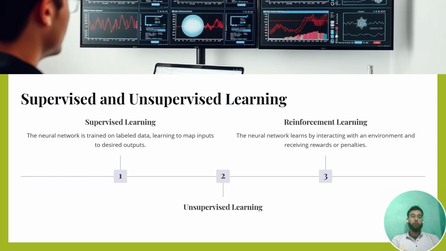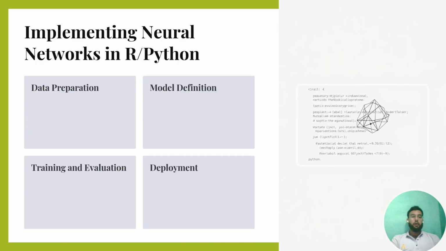We have the reinforcement learning. The neural network learns by interacting with the environment and receiving rewards or penalties. We have the unsupervised learning, in which the neural network discovers patterns or structures in unlabeled data without explicit guidance. So we have this unsupervised learning where we have the patterns and structures.